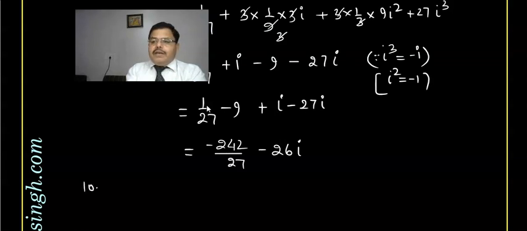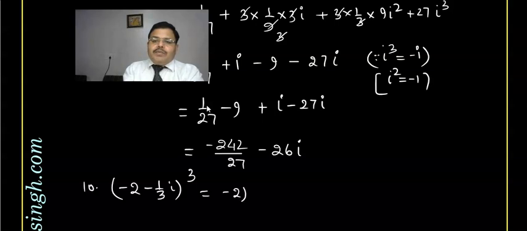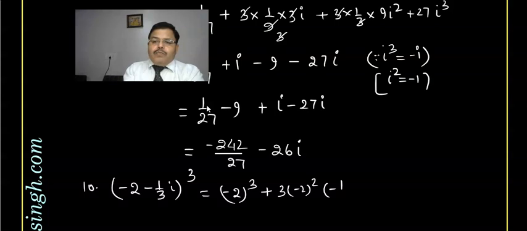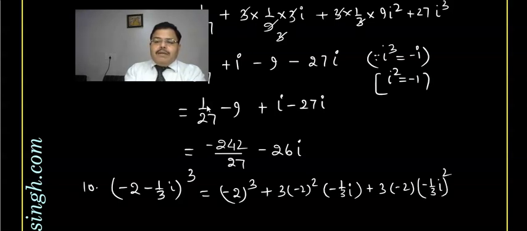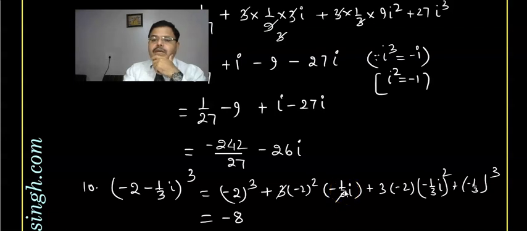Now, we have question number 10, that is (−2 − (1/3)i)^3. Again, the same thing. We write here the same process: (−2/3)^3 plus 3 into a^2 into b, right, plus 3ab^2, that is (−1/3 i)^2, and plus b^3, isn't it? So plus b^3, that is (−1/3 i)^3. Now this will be −8 plus 2 squared is 4, 4 3 is 12, minus 12 by 3, the 3s cancel, 4, minus 4i. So what will be that? −2 squared is 4. 4 into −i is −4i. That will be −4i. Isn't it? And that will be 3 squared is 9.